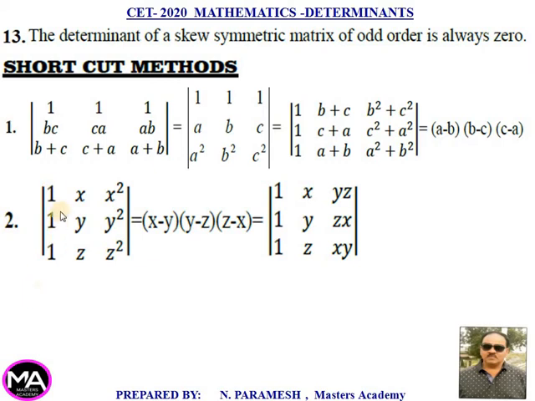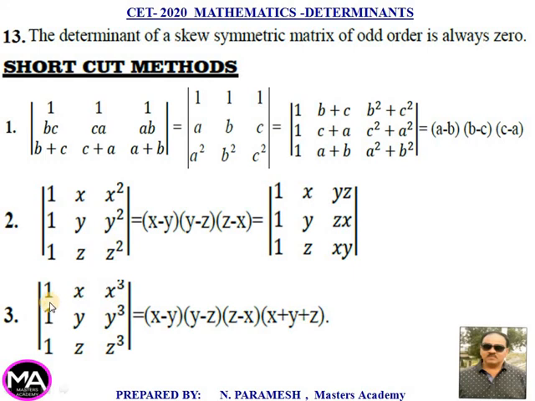Second point, determinant, first row 1 x x square, second row 1 y y square, third row 1 z z square is equal to determinant, first row 1 x y z, second row 1 y z x, third row 1 z x y is equal to (x minus y)(y minus z)(z minus x).